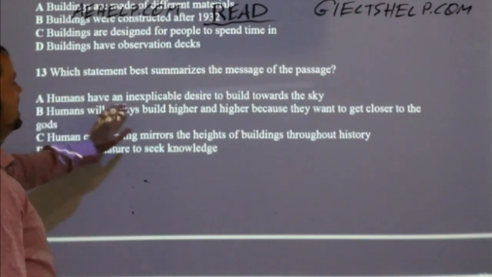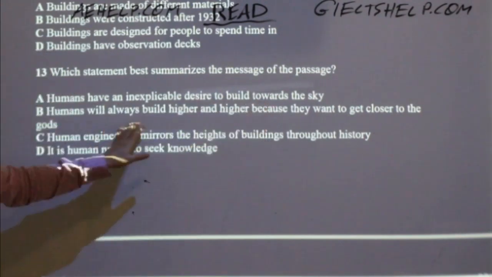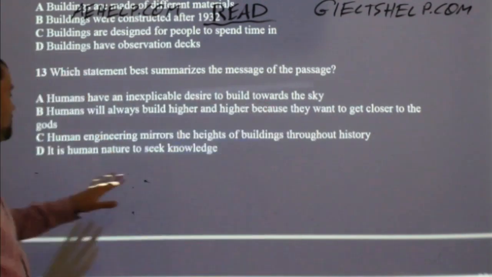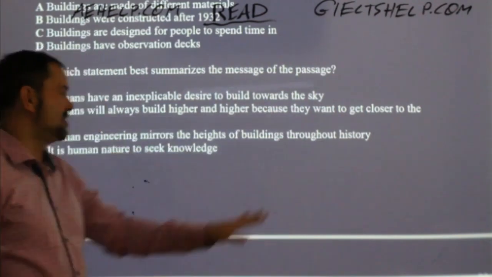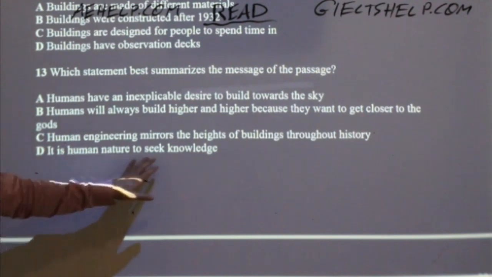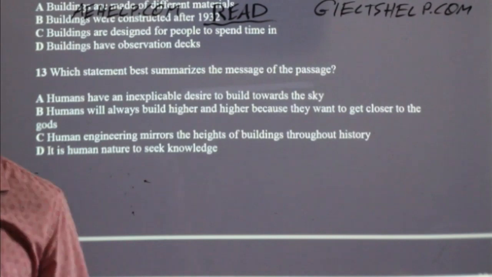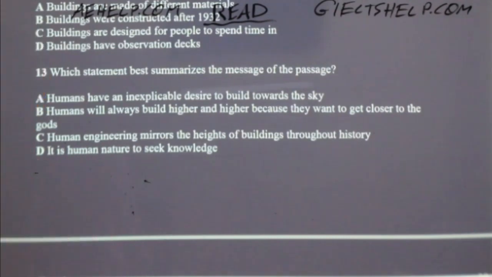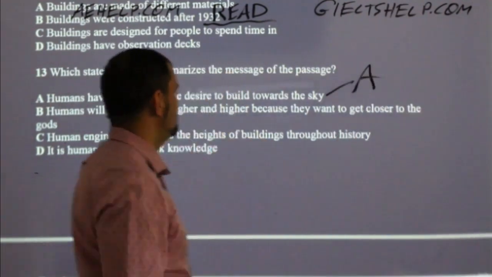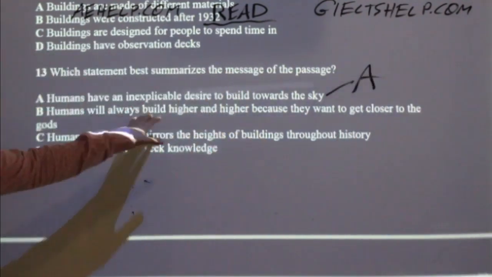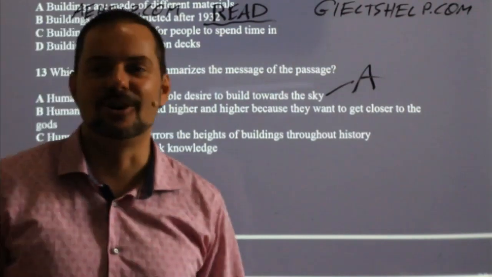A, humans have an inexplicable desire to build towards the sky. B, humans will always build higher and higher because they want to get closer to the gods. C, human engineering mirrors the height of buildings throughout history. D, it is human nature to seek knowledge. What do you think? What's closest to what I just said? A, right? Humans just seem to have this deep desire to want to build taller and taller buildings, right?